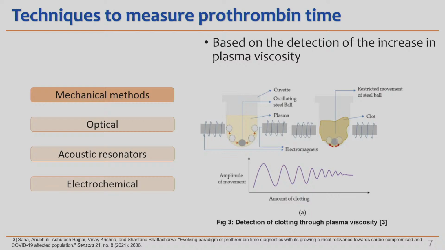First is the classical method of using a mechanical technique to measure PTINR. In the mechanical method, we basically have a metallic ball placed inside a plasma sample. The ball is subjected to oscillations of a certain frequency. As the plasma sample clots, the oscillations of the ball tend to dampen due to the external resistance that occurs. So this dampening of the oscillations is translated into the clotting time.